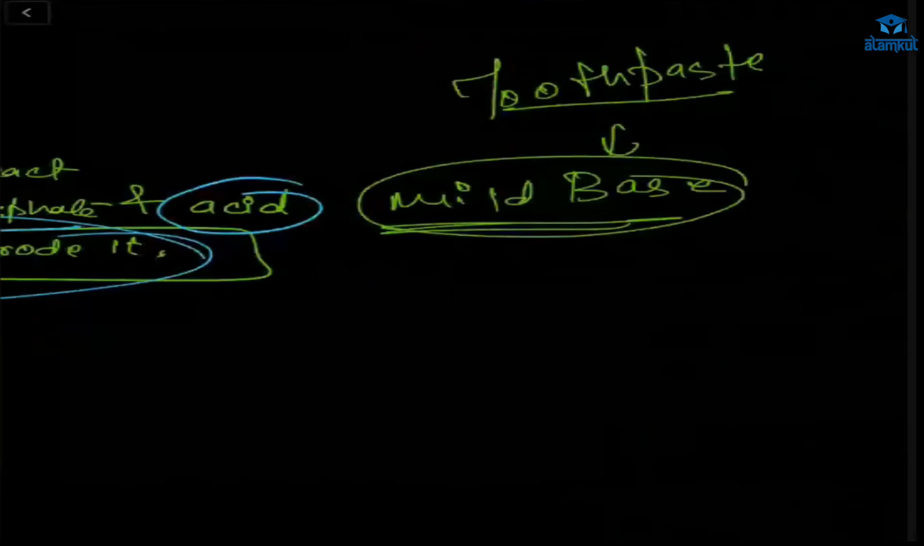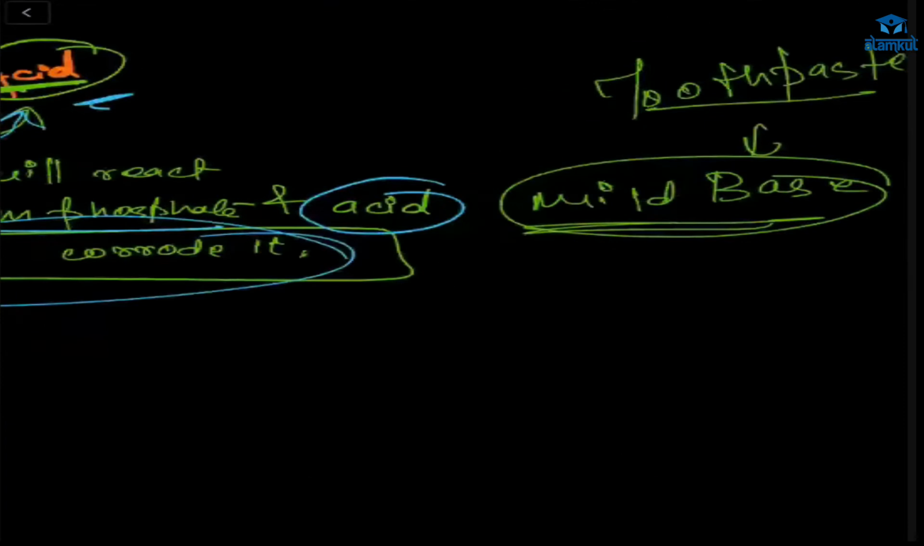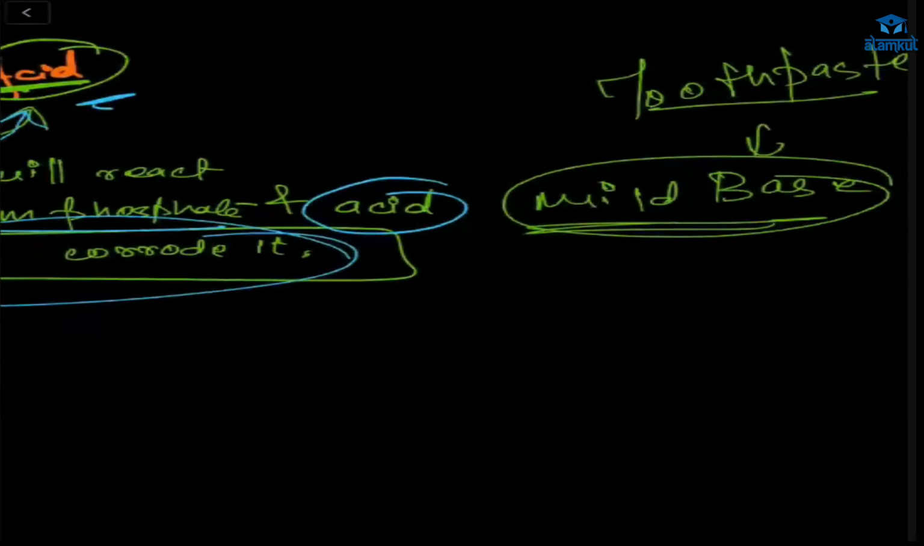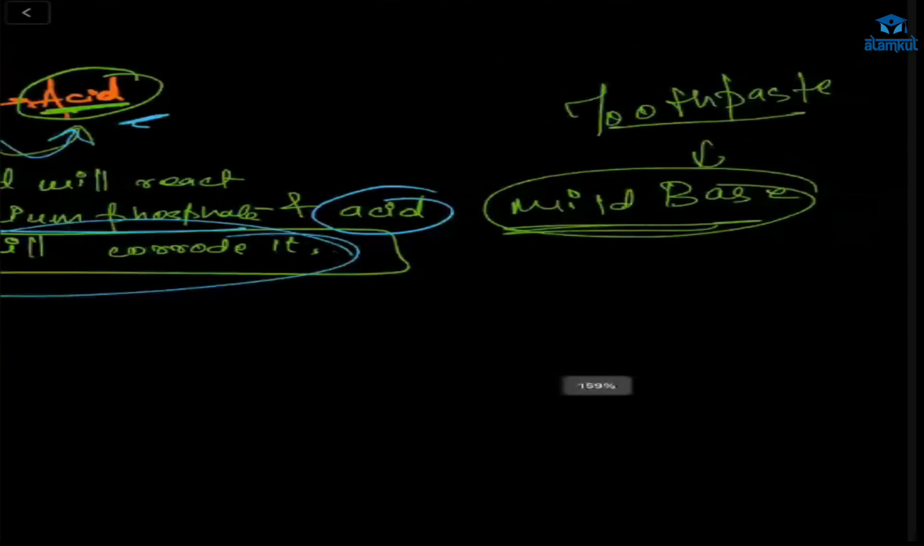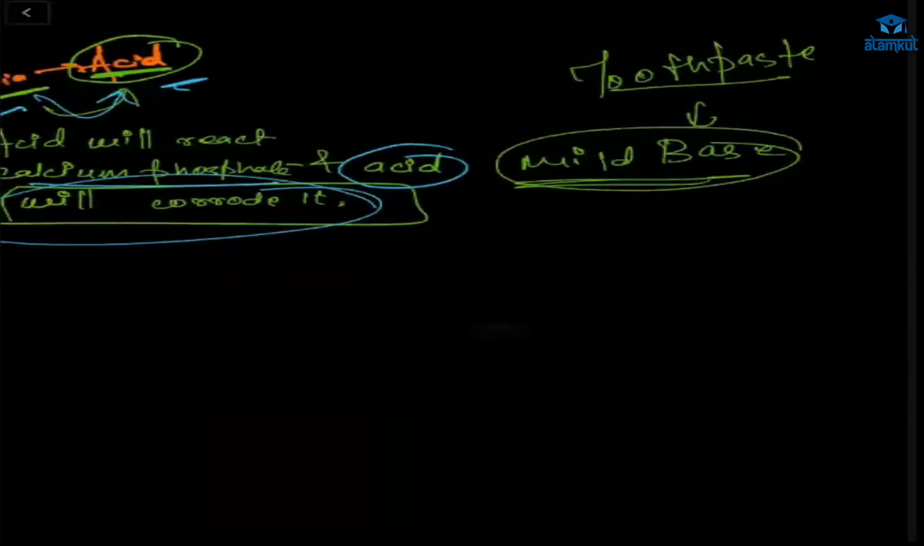Okay. And what is the use of toothpaste? Toothpaste is a mild base, and only a base can neutralize the acid. So we use toothpaste to remove the bacteria from our teeth. Okay, got it?